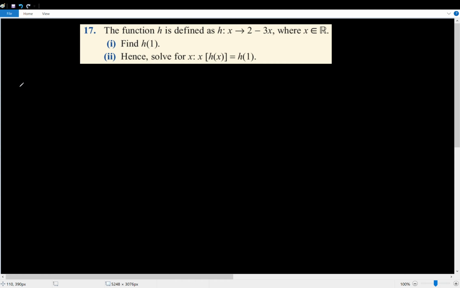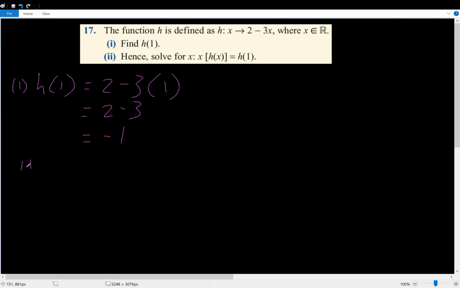For part 1 we're going to get h of 1, which is what we get when we put 1 into the function h. So that's going to be equal to 2 minus 3 times 1. The 1 goes into the function in place of x. If we sort that out, we get 2 minus 3, which is equal to minus 1.